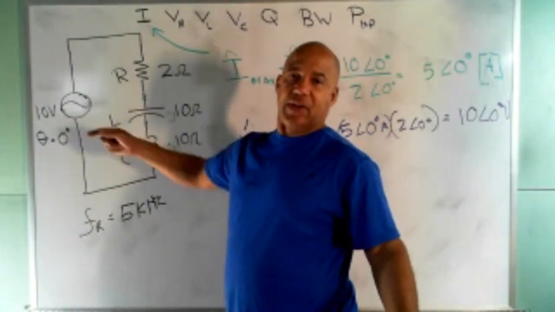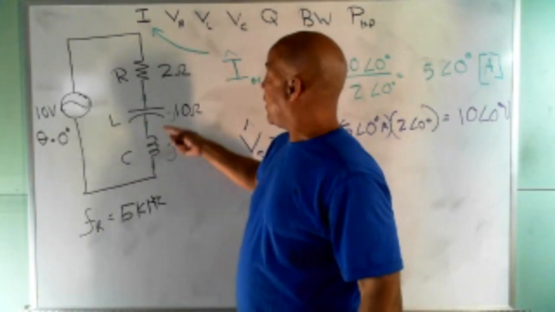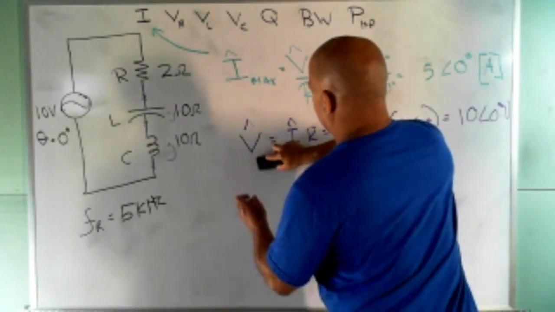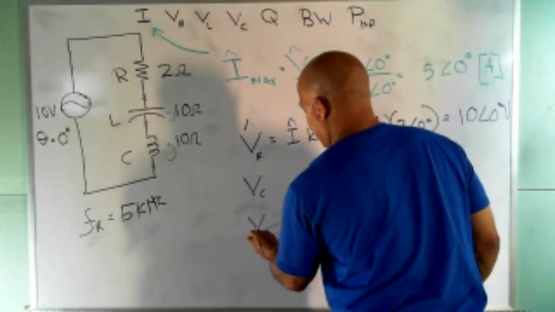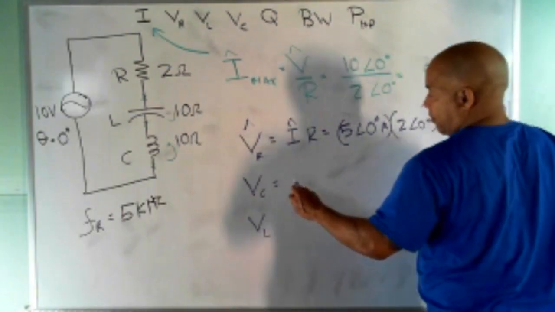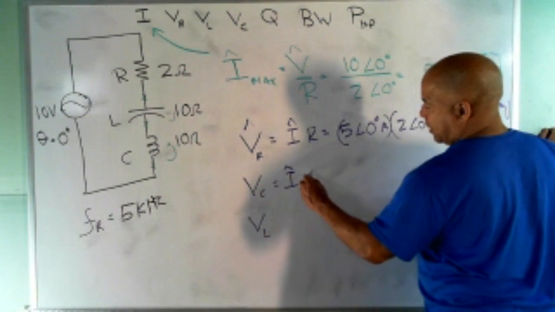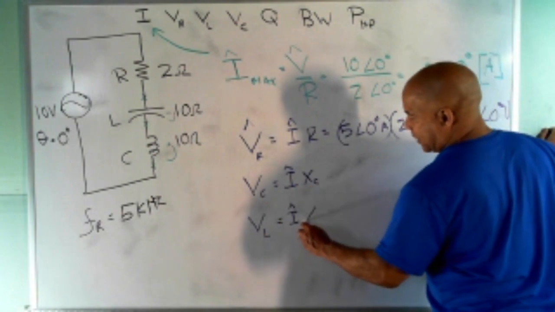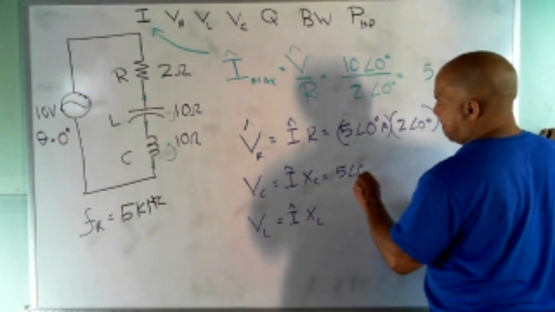That'll always be the case at resonance. The voltage across the resistor is the source voltage, and that should make sense because these cancel. But look at this. Watch this. Let's get VC and VL. VC is going to be I phasor times XC, and this will be I phasor times XL. This is 5 angle 0.